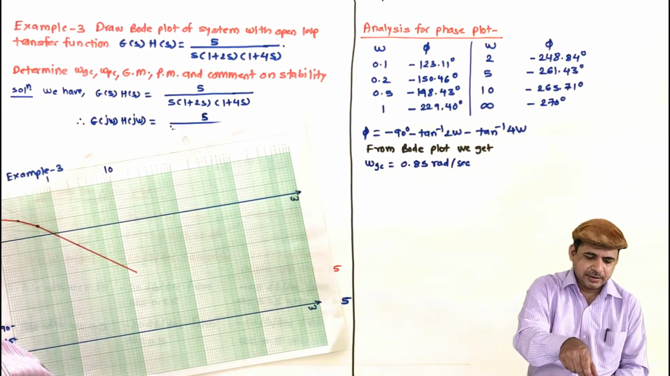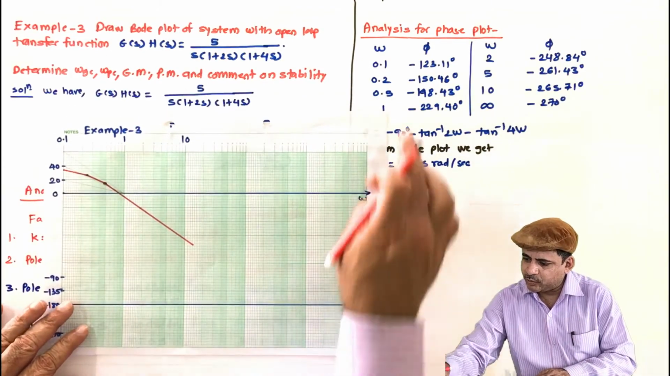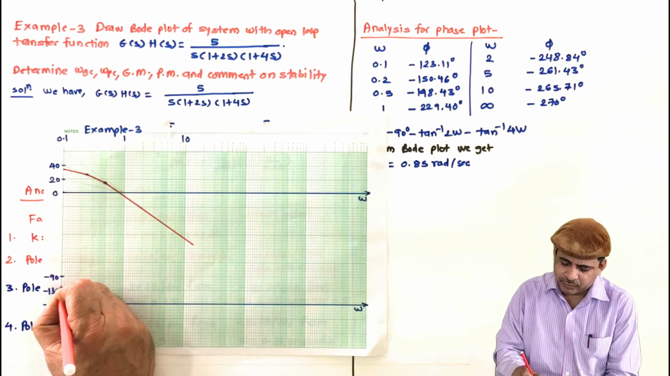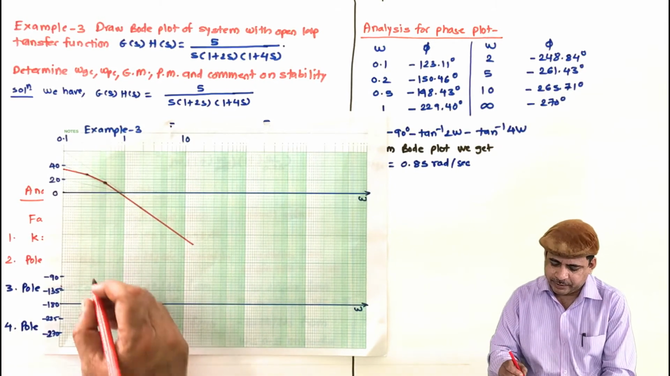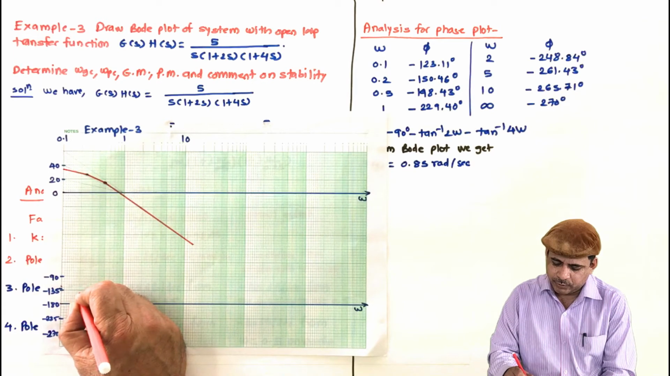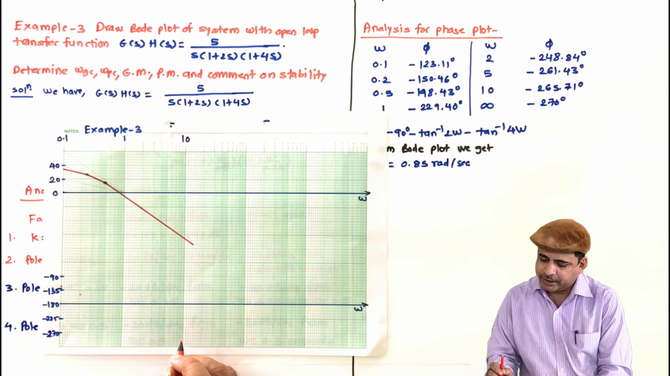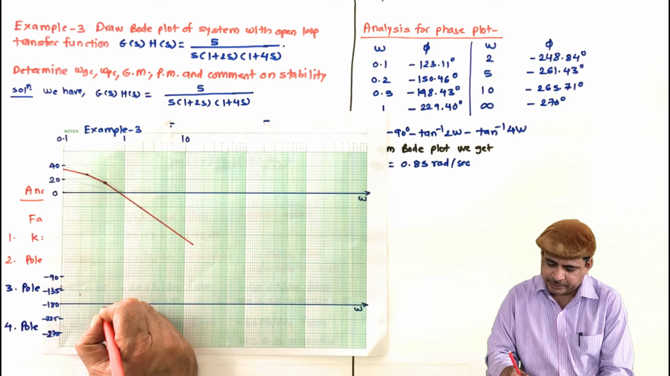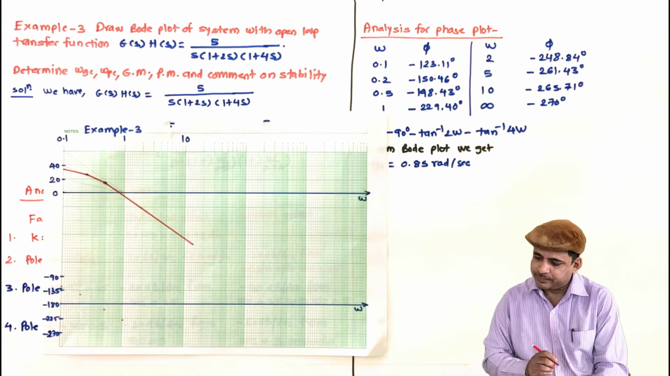Then let us mark the phase points. At 0.1 it's minus 123, so that point will be minus 123 here. Then next at 0.2 it's minus 150, so 135, 144 and 150. Then next at 0.5 it's 198, so it will be 189, 198, this one. Then next at 1 it's 229, so here.